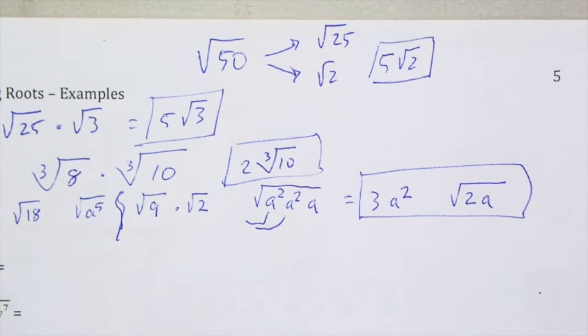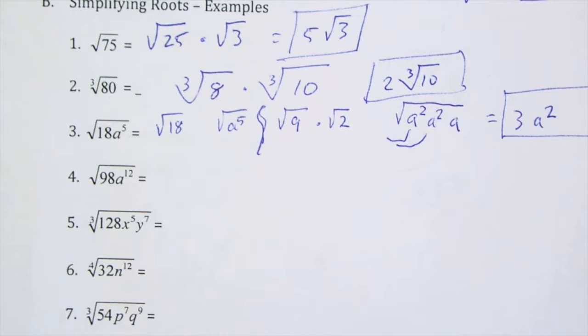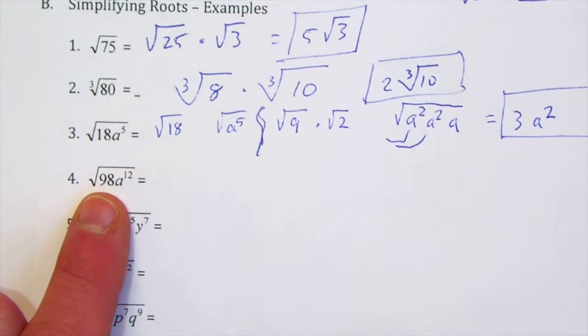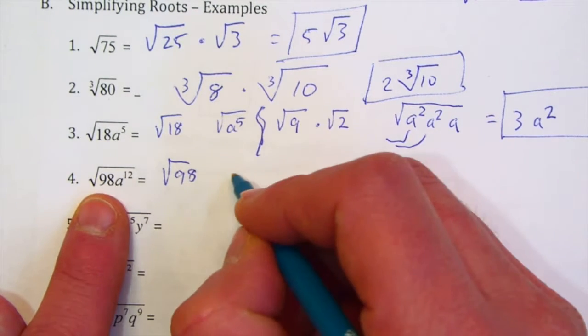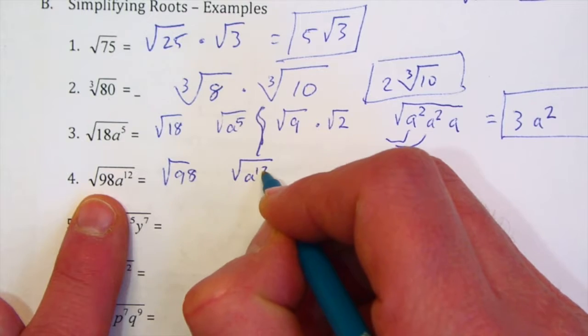All right, if you understand it, pause it and try the next ones. If you don't, I'll do it right now. All right, square root 98. I'm going to go square root 98 and square root a^12, like that.